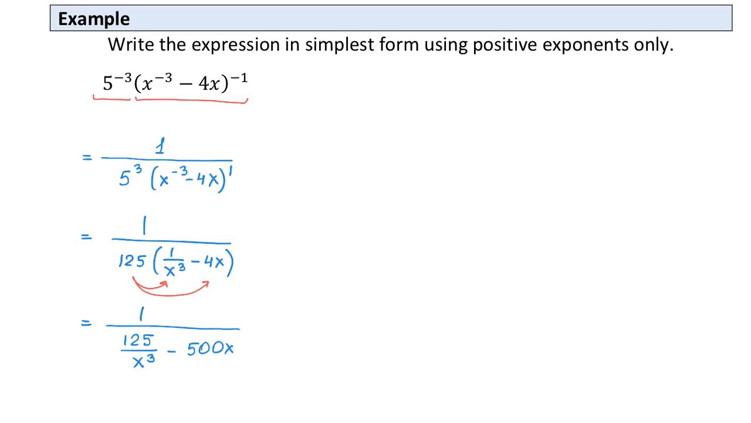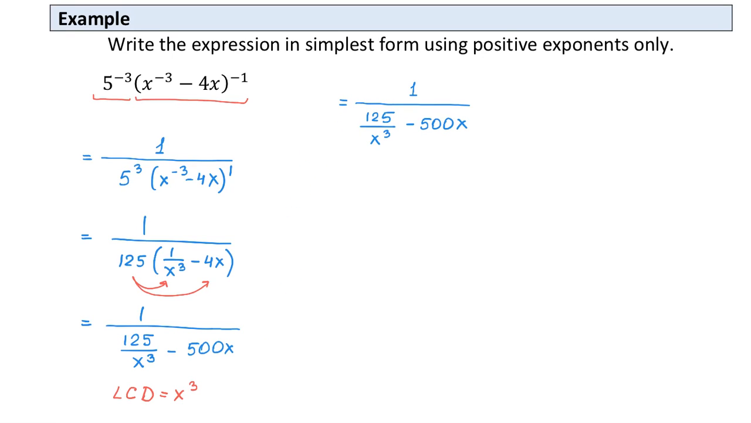Now what we have here is a complex fraction. A complex fraction is a fraction that has fractions in the numerator or in the denominator, or in both. In our example, this fraction has a fraction in the denominator. To simplify a complex fraction, first we have to find the least common denominator of all the denominators in the individual fractions. The only fraction we have in this complex fraction is 125 over x cubed. And the denominator of this fraction is x cubed. Therefore, the least common denominator will be x cubed.